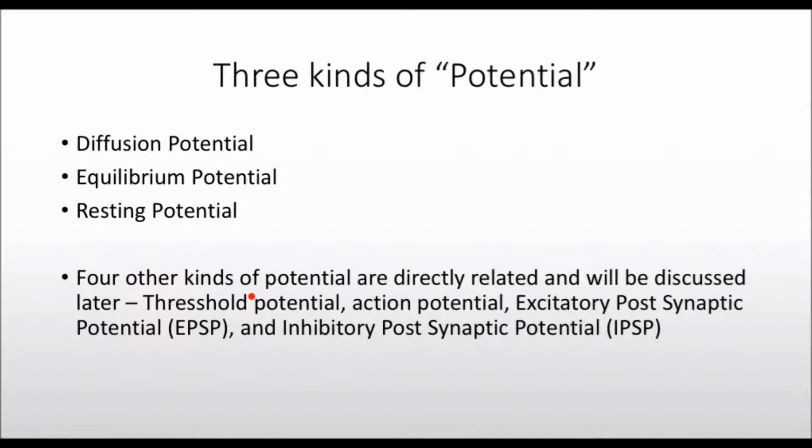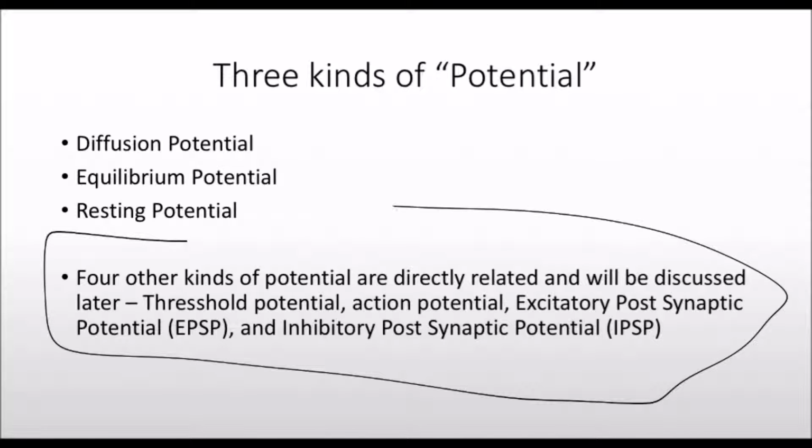There are four other kinds of potential that are pretty important. These do not have to do exactly with what we're talking about now. For example, there's a threshold potential, an action potential, an excitatory postsynaptic potential, and an inhibitory postsynaptic potential. These all refer to changes that occur at the membrane due to various other things, but they are not exactly what we're talking about now. And we will discuss all of these whenever we get into the neurology and into the cardio and muscle physiology.